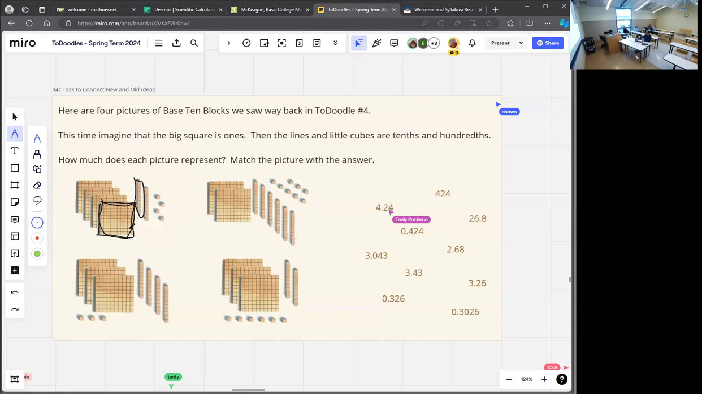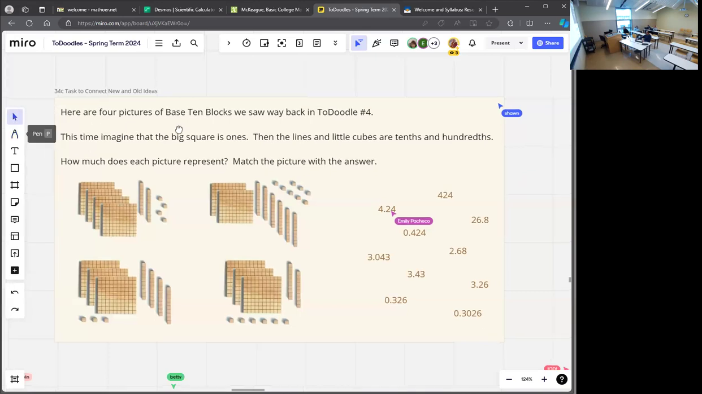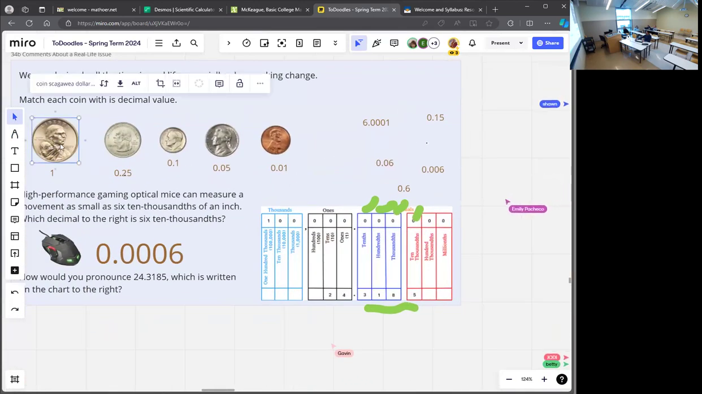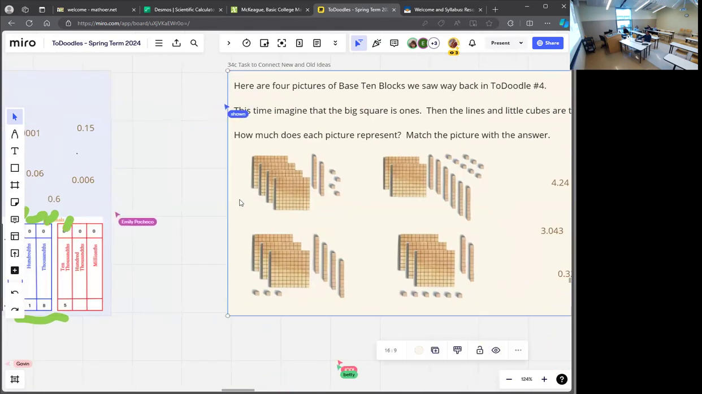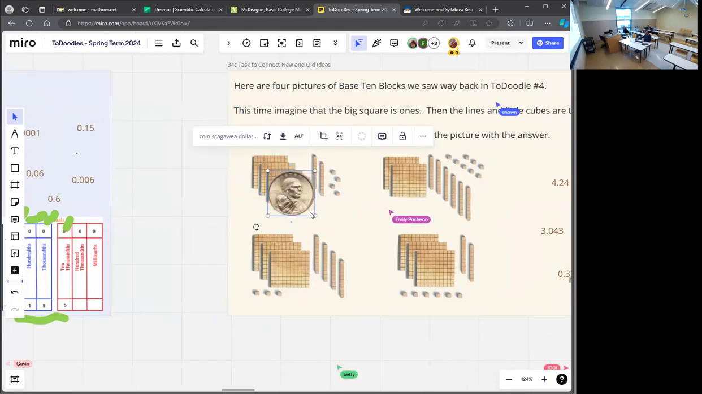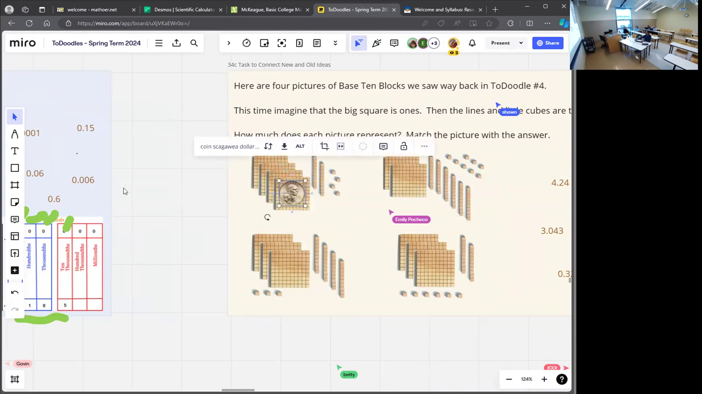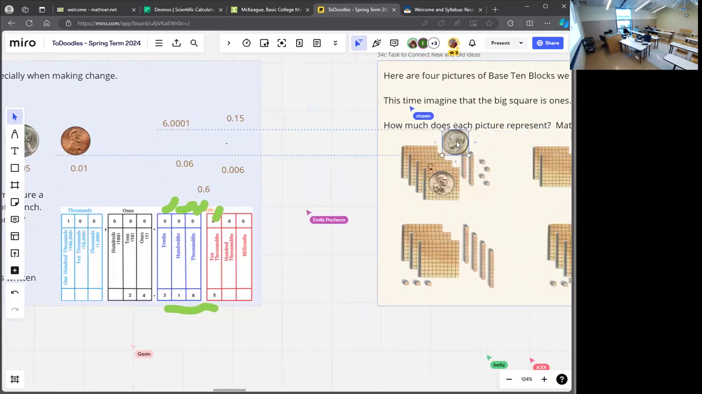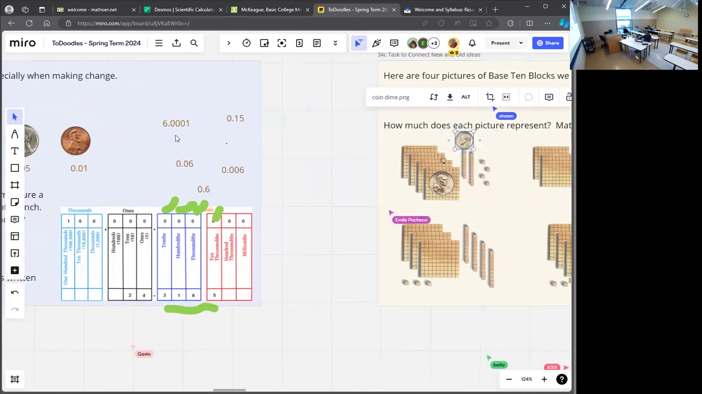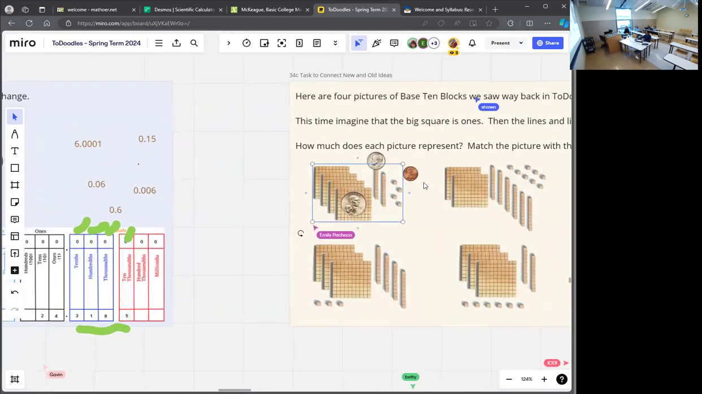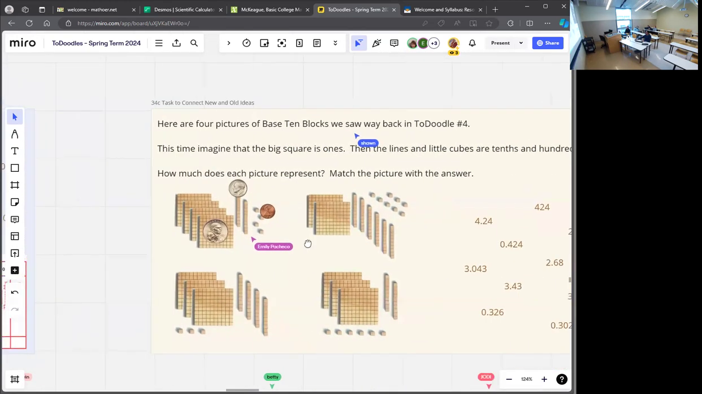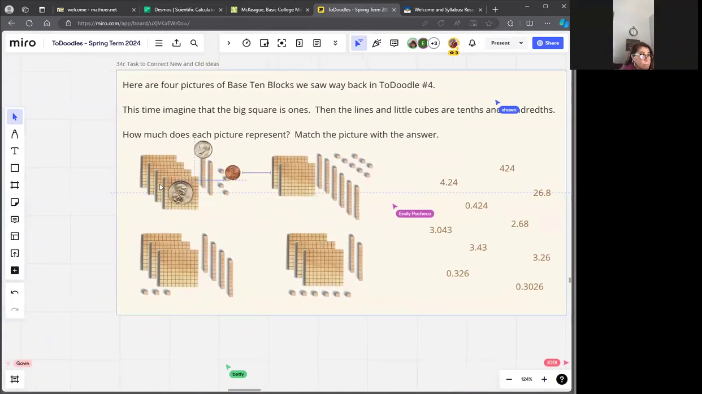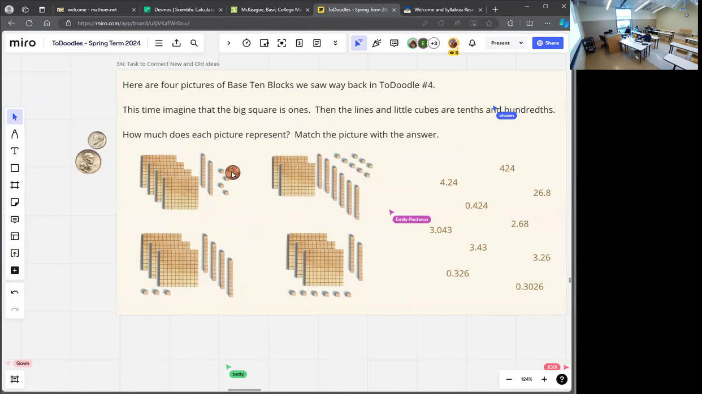A hundredth. So this is the same as if we had money. A whole is like the square, $1. The dime is like the line, the tenth, and then the penny is like the little blocks, the hundredth, 1 cent. Is that okay with everyone? Yes. Okay, so I'm going to move these out of the way in case they're confusing people.